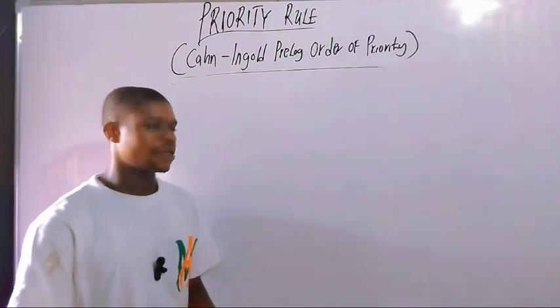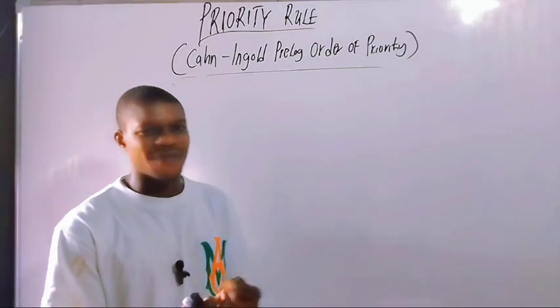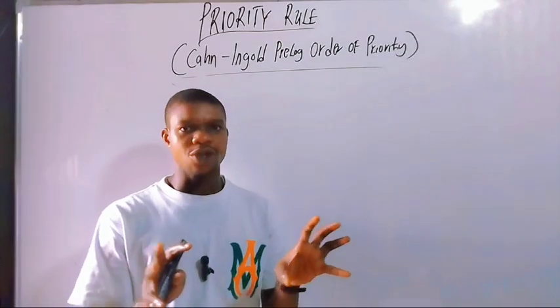Let's start with rule number one. Rule number one is that atoms with higher atomic number take precedence, or take priority, over atoms with lower ones. In that sense, the first rule is very easy here. It's not that difficult.